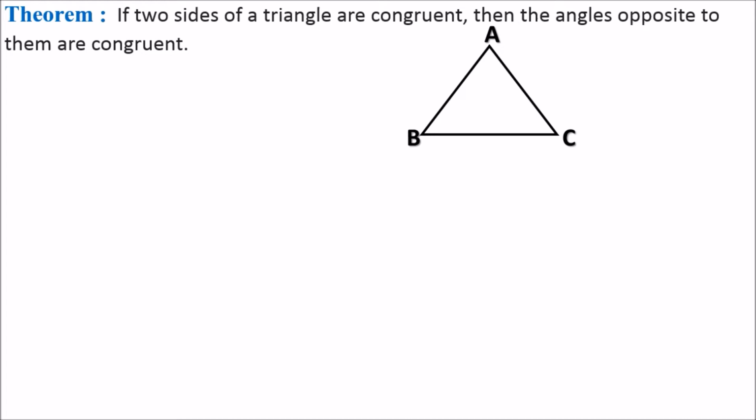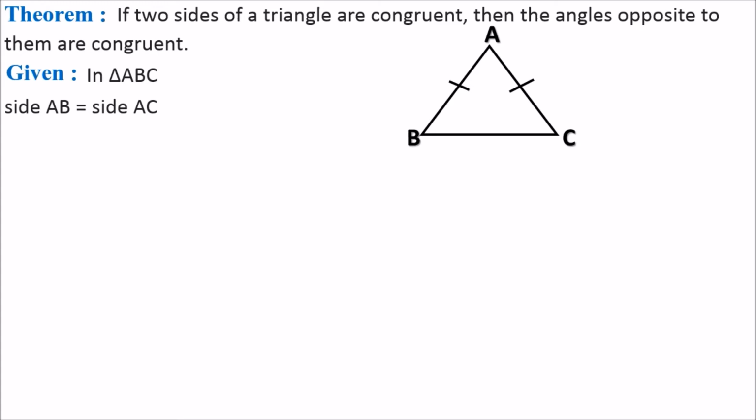Now what is given in this statement? Two sides of this triangle are equal. So here I am going to take side AB equals to side AC. So what is given in triangle ABC? Side AB equals to side AC. Now what I have to prove? Angles opposite to side AB and side AC are also equal.